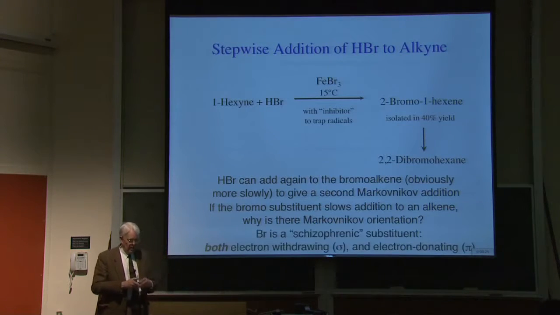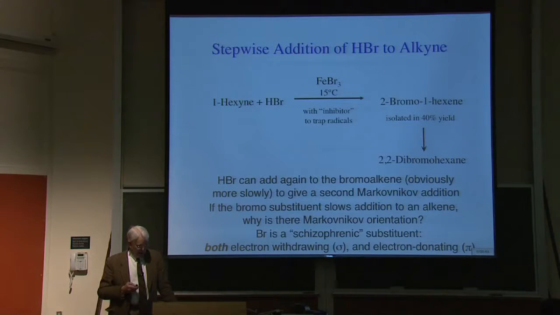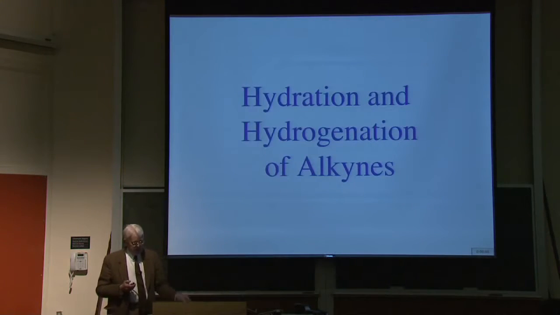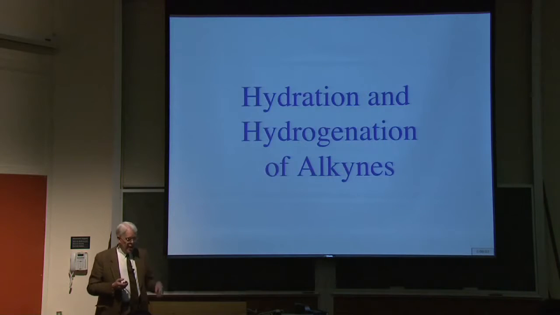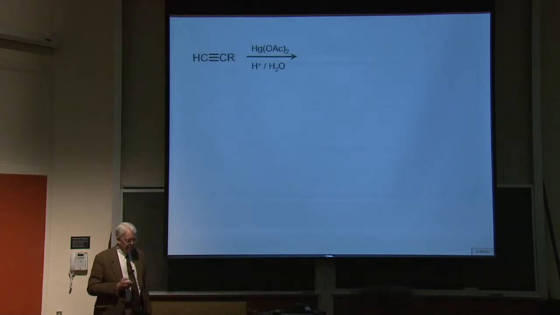And we saw the resolution of that riddle a few lectures ago, that the halogens do two things. They withdraw electrons through the sigma bond and therefore make it harder to form the cation. But if you form the cation, make it next to the halogen so that at least you can profit from stabilizing the unshared pair on the halogen. Okay, we saw that before. Now, hydration and hydrogenation of alkynes.